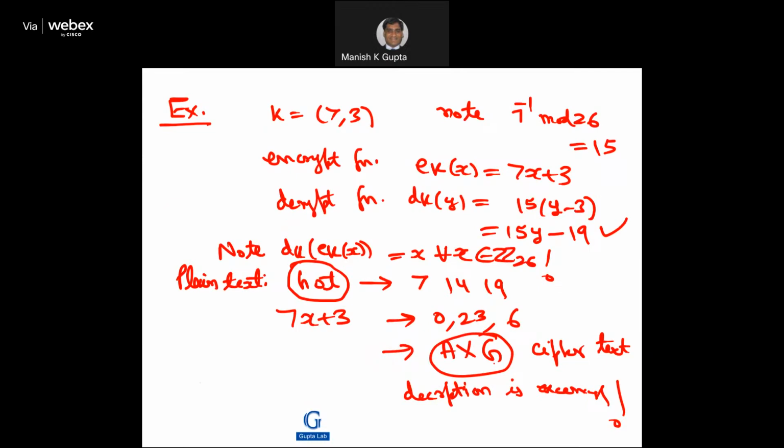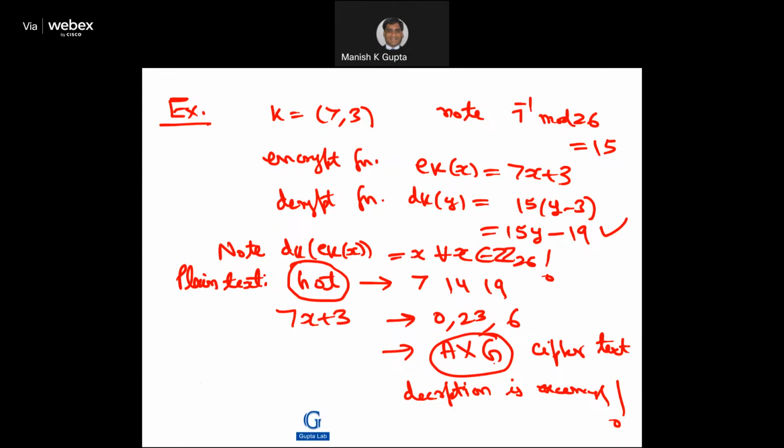Now, as an example, suppose k is equal to 7 comma 3. We know that 7 inverse mod 26 is 15. You can compute that anyway. So the encryption rule is 7x plus 3, and the decryption rule is 15 times (y minus 3), where 15 is the inverse of 7. Of course, you can note that this encryption and decryption rule should be satisfied: after encryption, you do the decryption, and you will get the same thing.